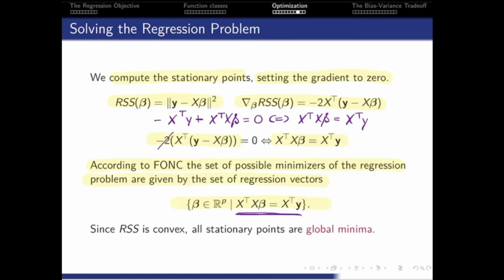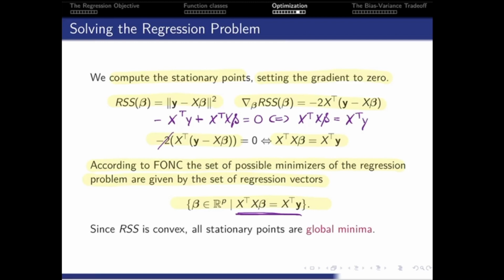And since RSS is convex, all stationary points are global minima. So these are actually our global minima. Now there is no formal proof here anywhere that all stationary points are global minima. It's not super complicated, but it's also not super straightforward. So I'll leave you here with an intuition about this. We have already seen that local minima are global minima for convex functions, right? That was a result of the optimization lecture.